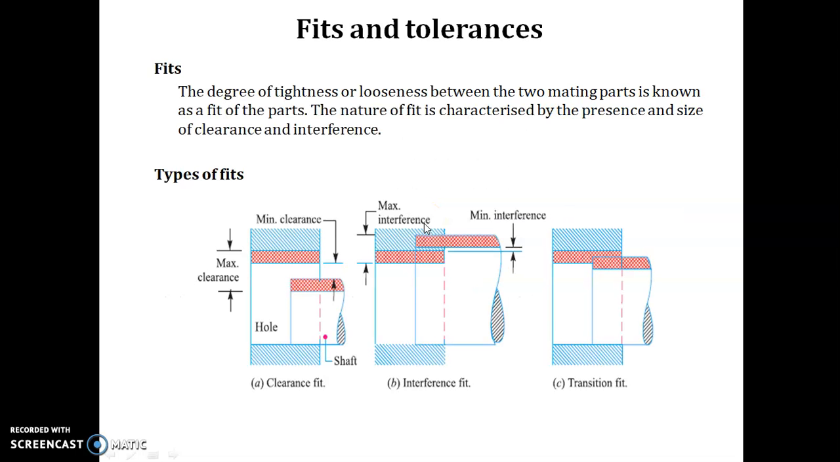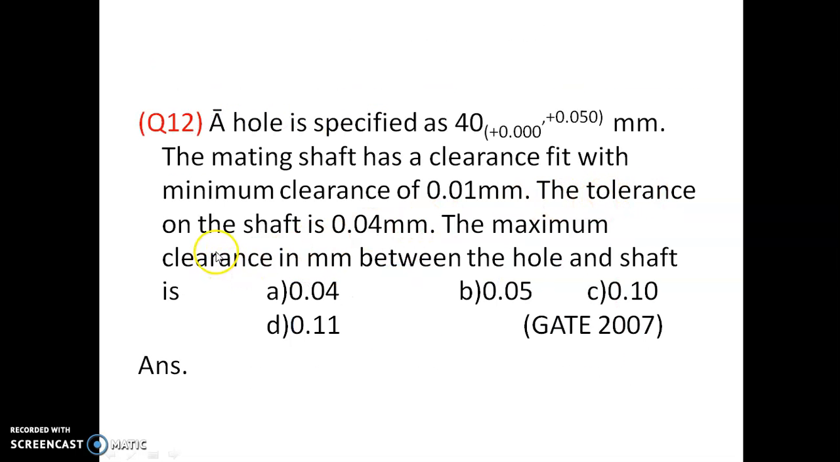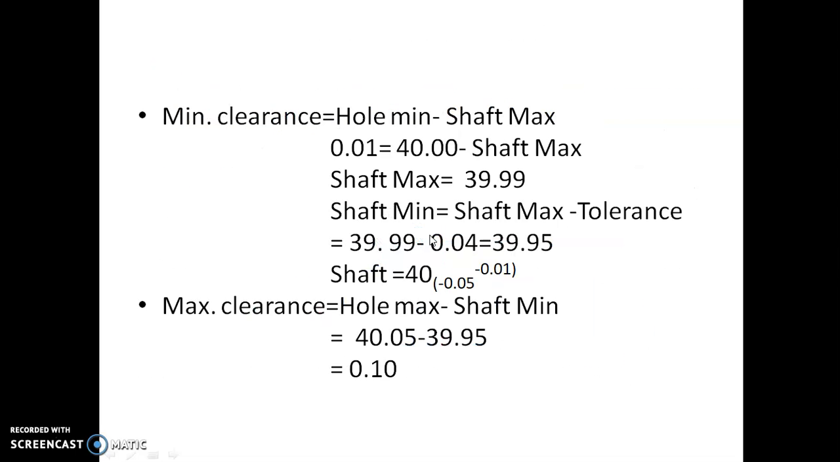The tolerance of the shaft is 0.04 mm, so you have to subtract 0.04 mm. 39.99 minus 0.04 mm is 39.95. The shaft dimensions are 40 minus 0.05, because it is 39.95, so it is minus 0.05, and it is 39.99, so it is minus 0.01. This is the shaft dimensions.